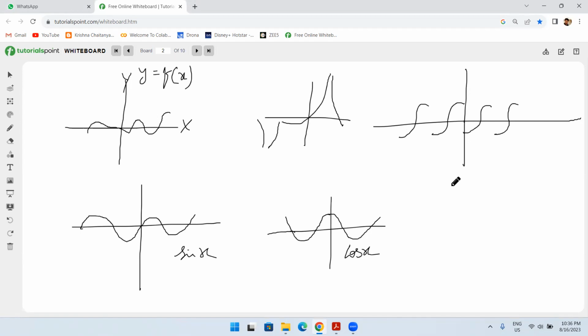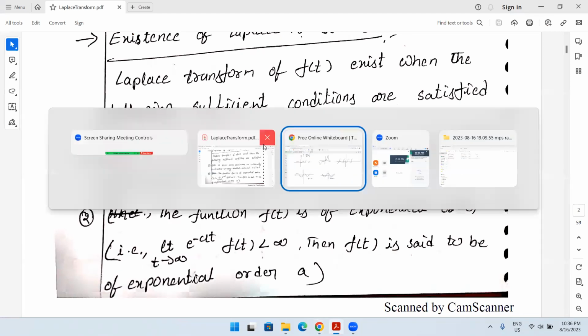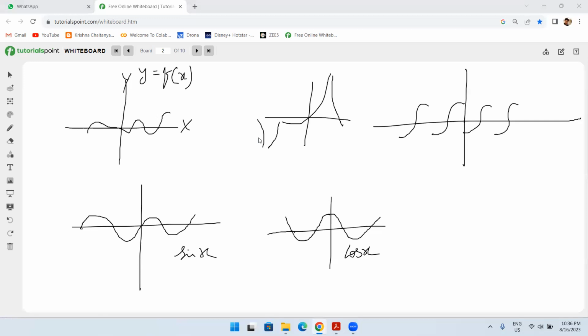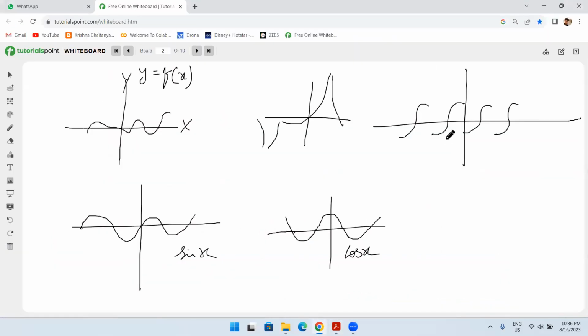Here, what is piecewise continuous? The main definition we have to learn. So I have explained what continuous and discontinuous functions are. Okay, let us see about piecewise continuous. Piecewise continuous is also called sectionally continuous. So only a finite number of pieces can make it piecewise continuous.